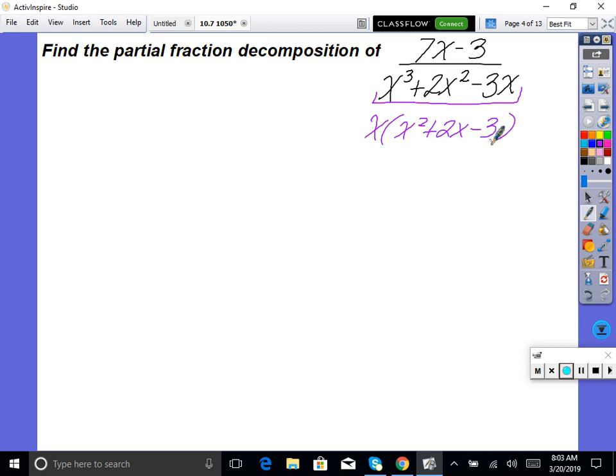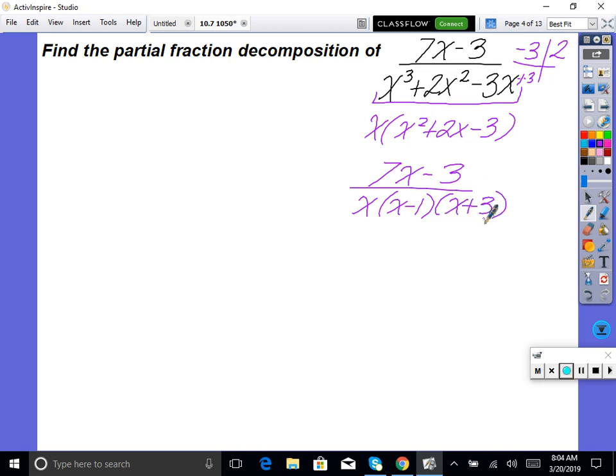We would need to keep factoring it if possible. Well, multiplies to be negative 3 and adds up to be positive 2. 3 times negative 1. So I'm going to rewrite what I have. My original problem is 7x minus 3, and that's all over x times x minus 1 times x plus 3. I've just written the same thing in factored form, right? Now if you were to split this up, what could we split this up to be? Well, isn't there 1, 2, 3 pieces in the denominator? So before it was all put together, it was split apart in 3 ways.